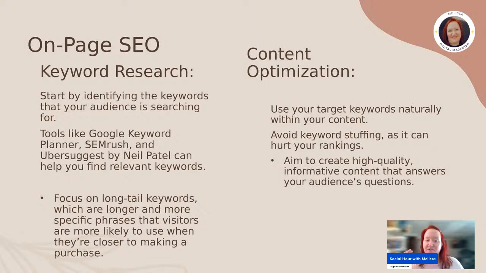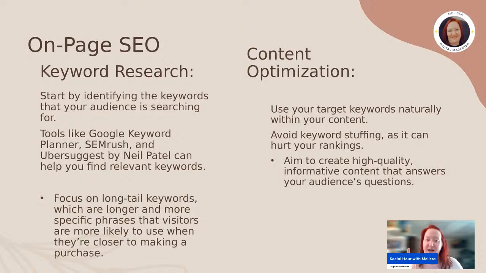And you can use a few tools I've listed here: Keyword Planner from Google, SEMrush, and Ubersuggest by Neil Patel, which can help you to find those relevant keywords. And again, you want to make sure that you're using keywords your customers are looking for, not something that you're looking for or what you think they're looking for. Use your visitor information from those tools to check out what they're searching for, what they're finding.